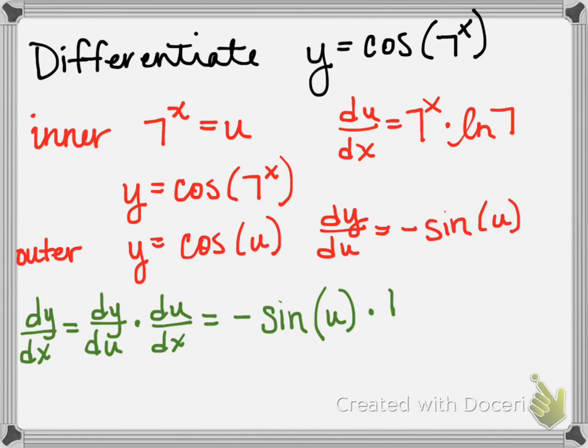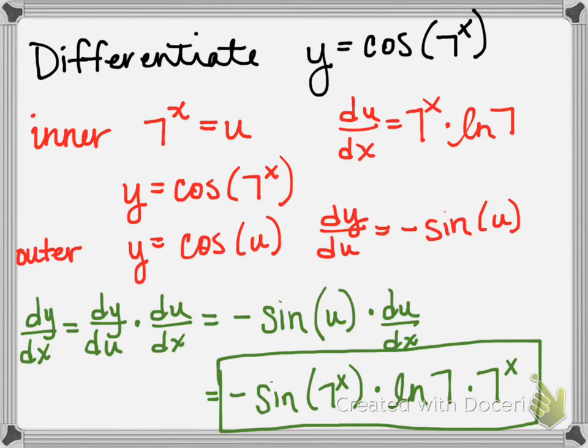Okay, so dy du is negative sine of u times, and then we need to multiply it by du dx. And now we're going to substitute in, instead of u, we're going to write 7 to the x. Instead of du dx, we're going to write 7 to the x times natural log of 7. So we get negative sine of 7 to the x times natural log of 7 times 7 to the x. And that's our final answer.